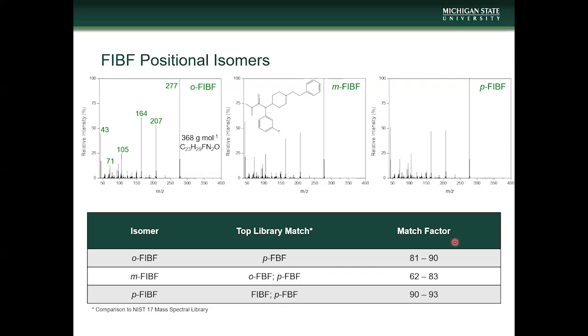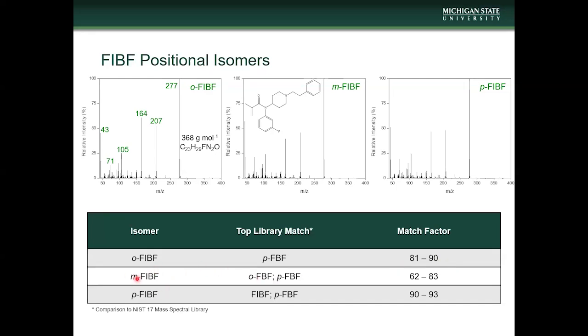And for each of these comparisons, we had 5 replicates of each isomer, and we compared each individual replicate to the library. So the top library match here is showing a summary of the top library match for those 5 replicates. So for example, for the ortho FIBF isomer, when all 5 replicates were compared to the NIST17 library, the top library match was always PFBF. So it was the fluorobutyryl rather than the fluoroisobutyryl isomer. And the match factor ranged from 81 to 90 for those 5 replicates.